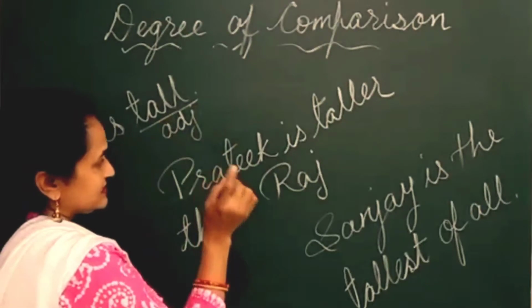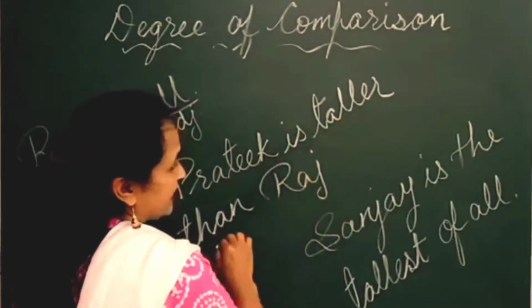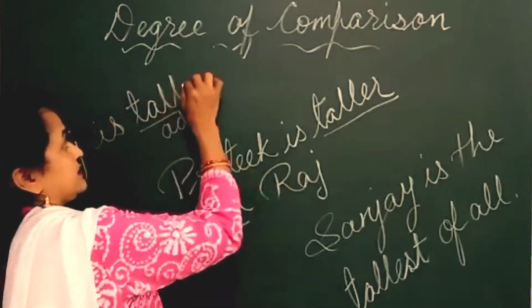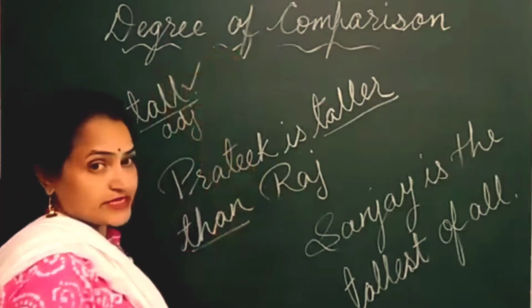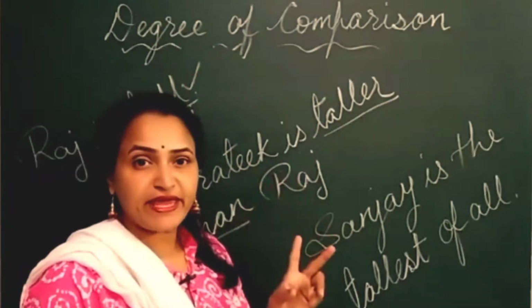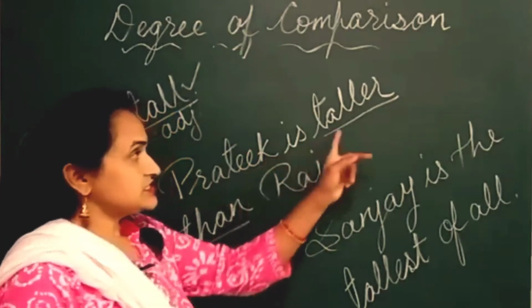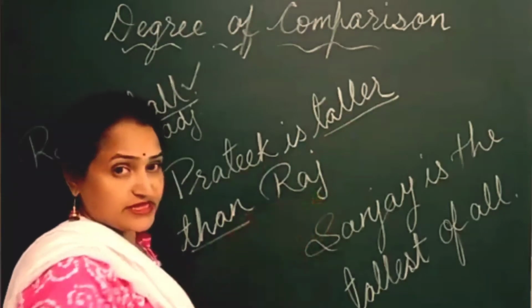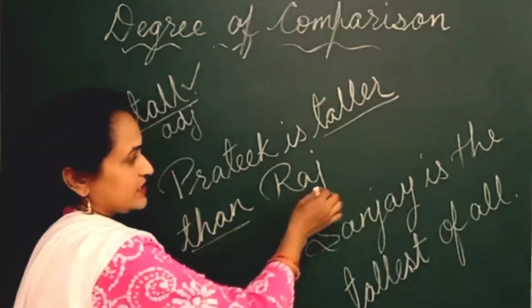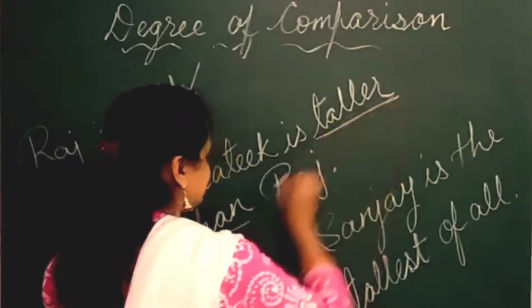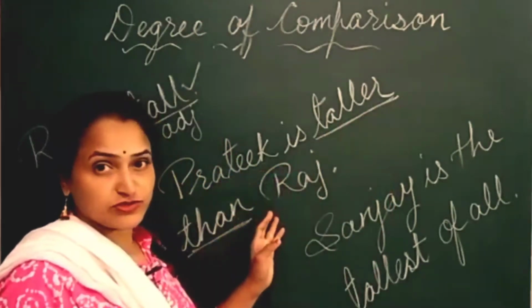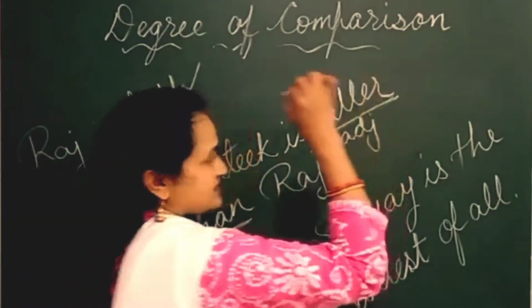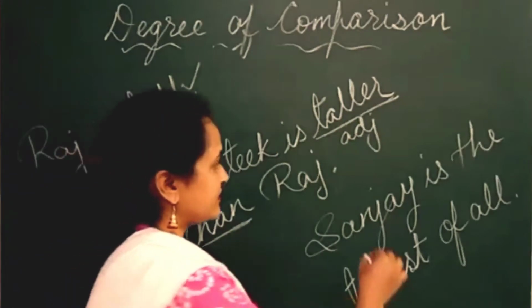Now look at the next example. Pratik is taller than Raj. Here we are discussing the same quality, but in the second sentence we are comparing this quality between two people. So Pratik is taller than Raj. Pratik Raj से ज़्यादा लंबा है. In that case, this taller than is also an adjective, but the form is changed.